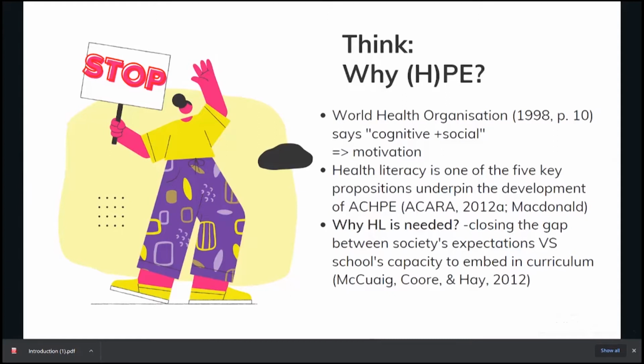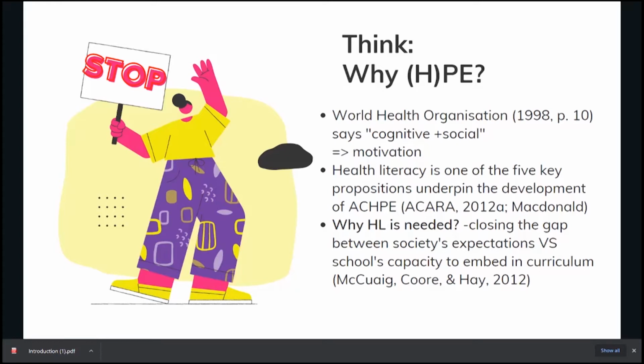Now, what is the definition given by the World Health Organization? It defines health literacy as the cognitive and social skills which determine the motivation and ability of individuals to gain access to, understand and use information in different ways to promote and maintain good health. Health literacy is one of the five propositions that were established to underpin the development of the ACHPE by ACARA.